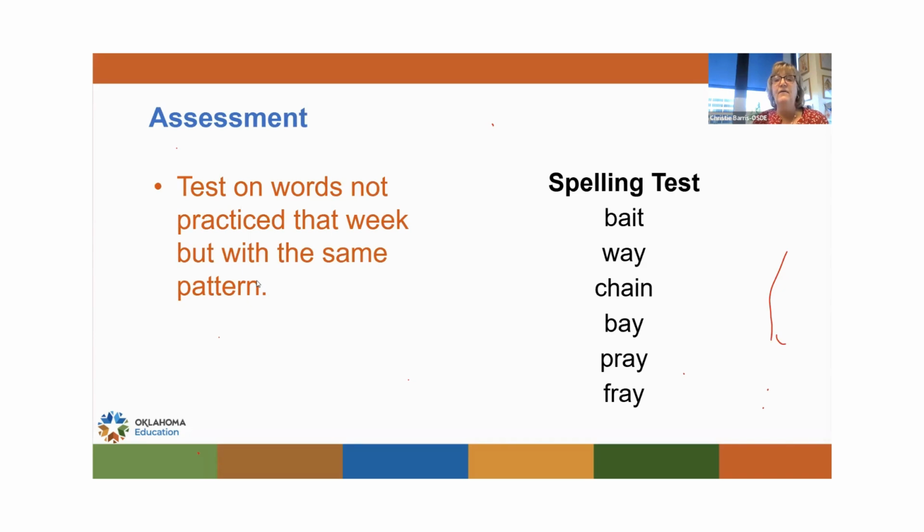If I could spell rain and pain, and I can't think of all of them right now, and then I can go back and give words like bait and chain and different words than I did in class, then I know that they understand the pattern and they have those sounds. So then they can spell that in other places.